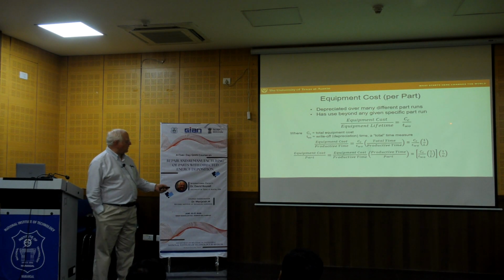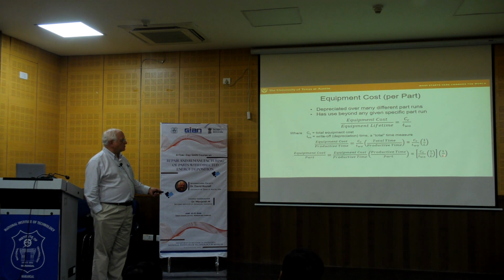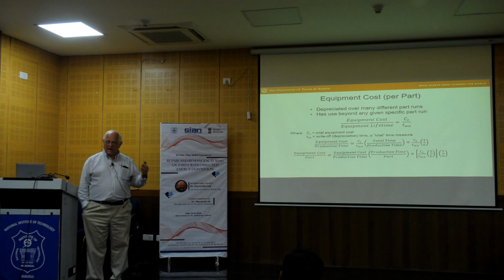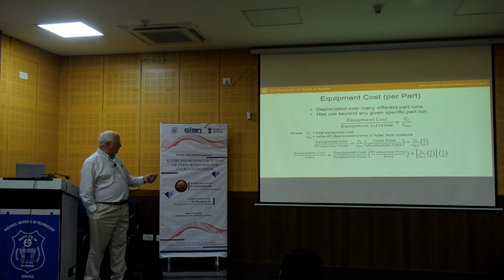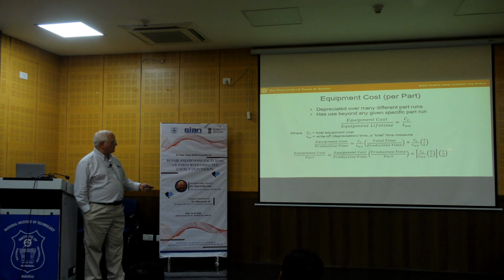So at any rate, I come up with this term here, which has the equipment cost, which I know, the write-off time, which I know, the load, which I know, and the production rate, which I know. So for a given run, I can sit and calculate what fraction of the equipment cost is on a per part basis. So this becomes the equipment part of the equation.